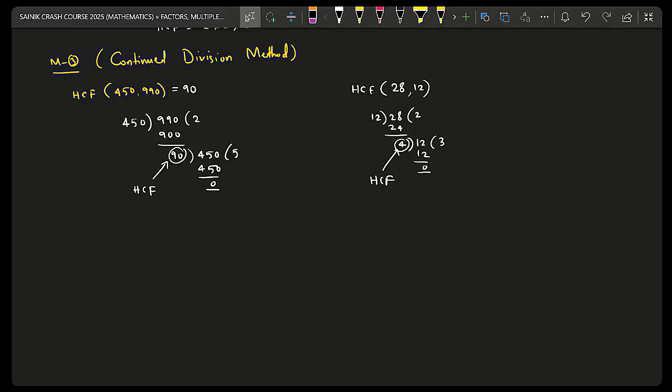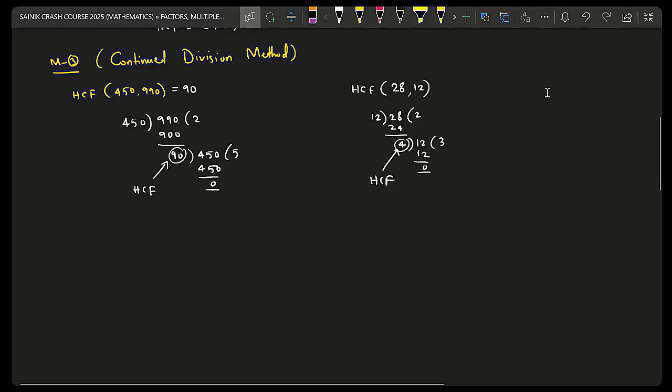Nishika, do you have any doubt in the first 3 methods? No? Samatvika, any doubts in the first 3 methods? Yes, sir. I didn't understand the third method.